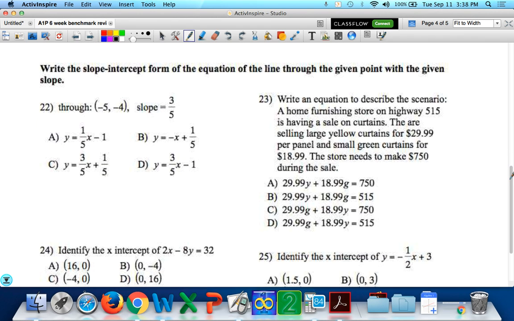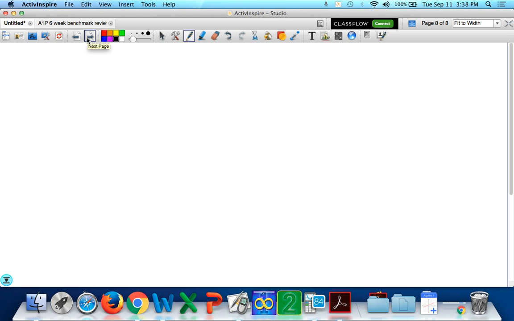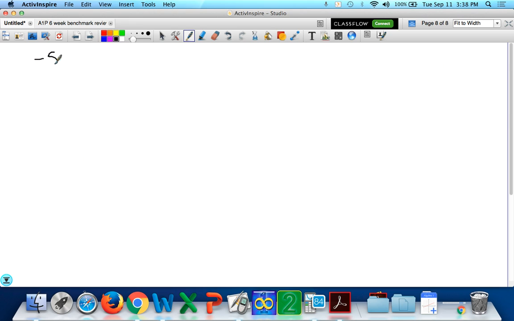Number 22 is the most work-intensive problem on the test. Okay? We want slope-intercept form. So we want y equals mx plus b. Okay? The way that you're supposed to go about doing this problem is starting in point slope form. Okay? I'm going to definitely need some more room to work this. So our point was -5, -4, and our slope was 3/5.